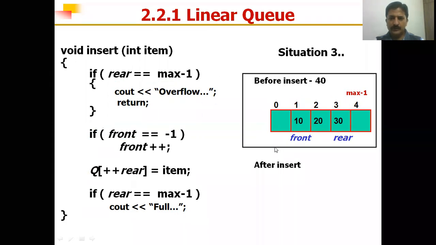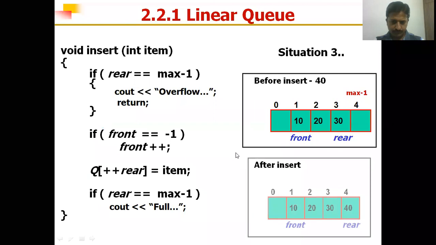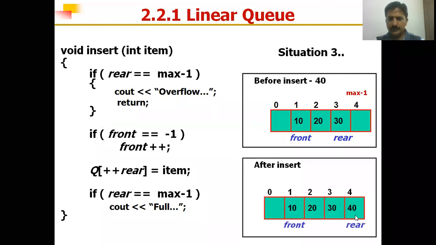Okay, so after insertion, you can see the rear is incremented by 1 and the element 40 is inserted here. After insertion, again it will check the last condition: is rear equal to max - 1? Okay, so is this condition true?